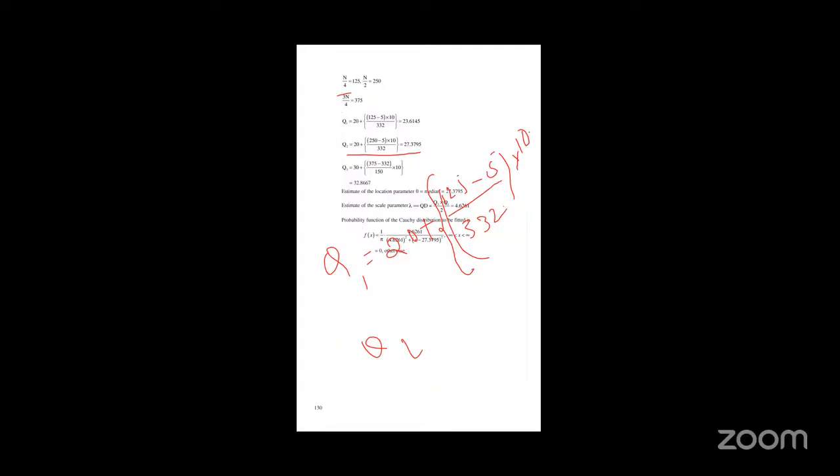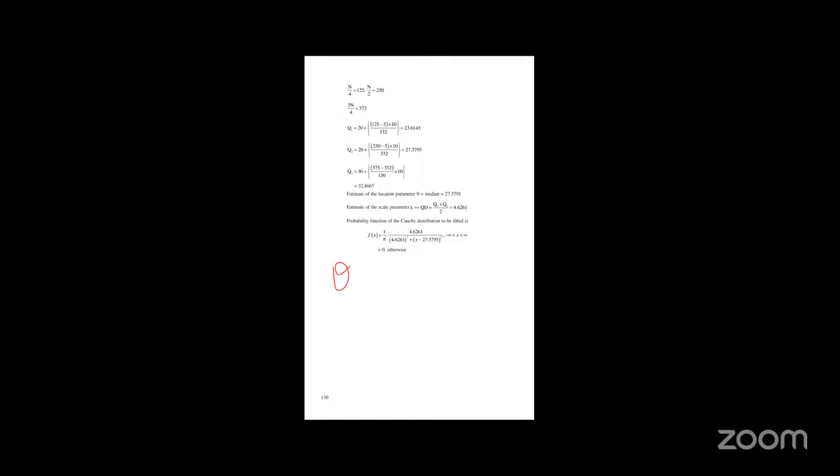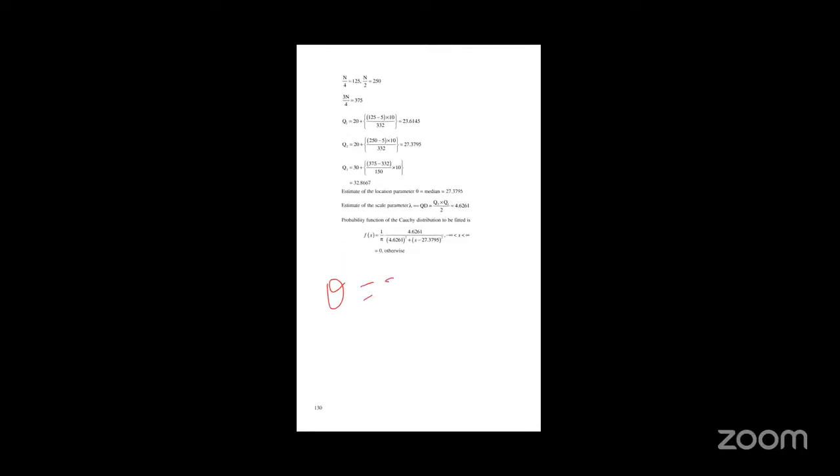So Q3 is equal to 30 plus 375 minus 332 by 150 into 10, which is equal to 32.8667. Now, what is the median value? Median is equal to 27.3795. Theta is equal to 27.3795.